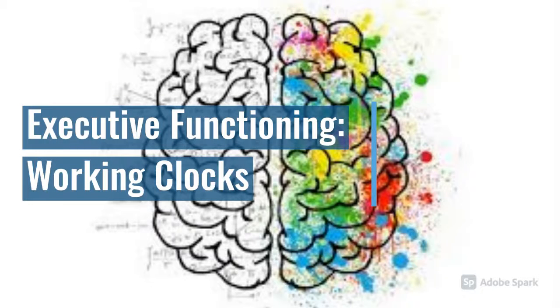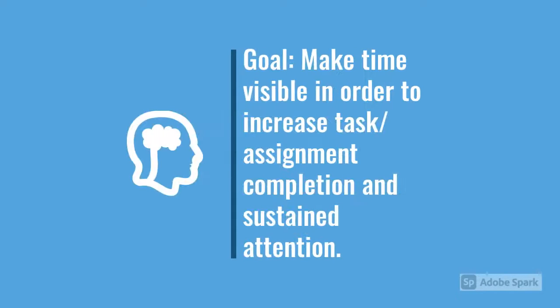In today's video, we'll be learning about the executive functioning strategy, working clocks. The goal of the working clock strategy is to create a visual representation of time. Making time visual helps students understand how long they need to sustain attention for and the amount of time they will have to complete a task. The working clock strategy supports the development of a variety of executive functioning skills, such as task initiation, sustained attention, self-monitoring, and planning.